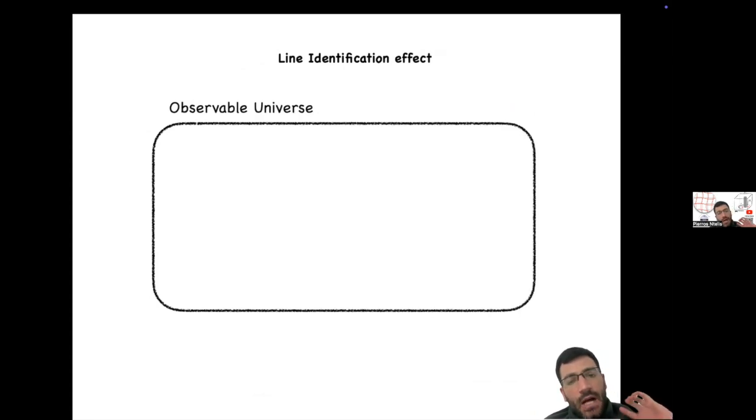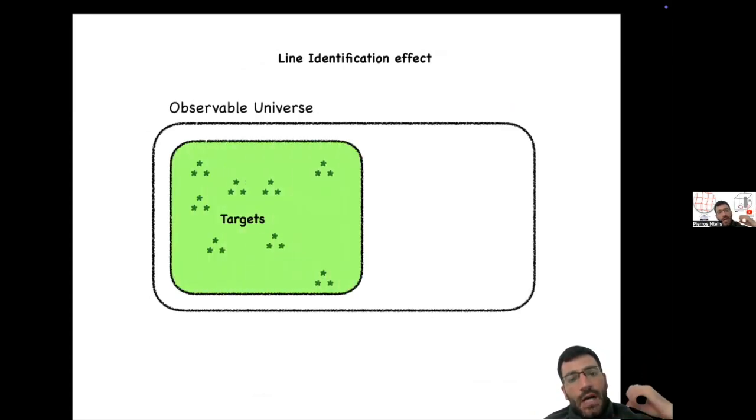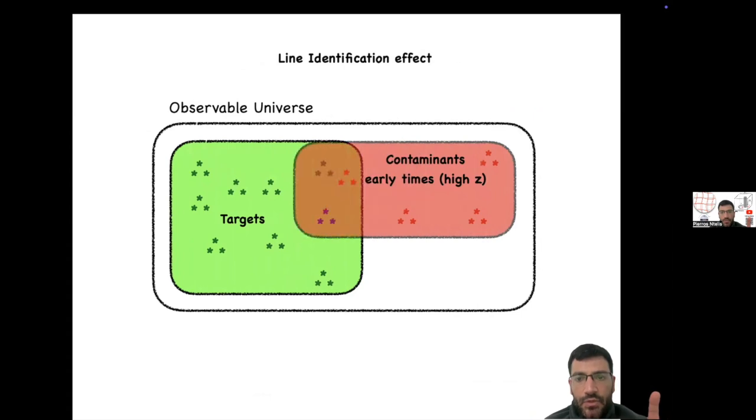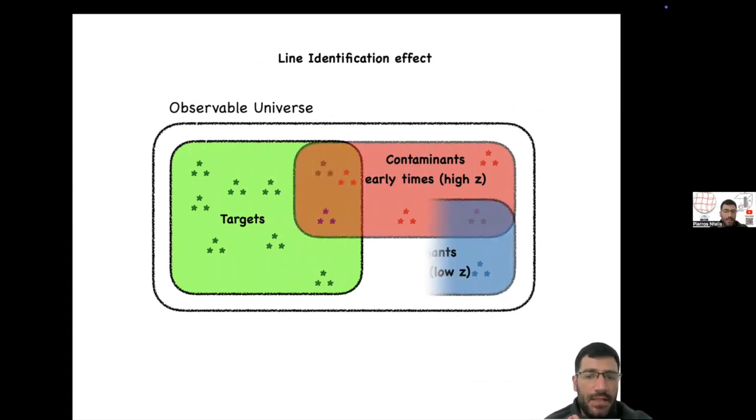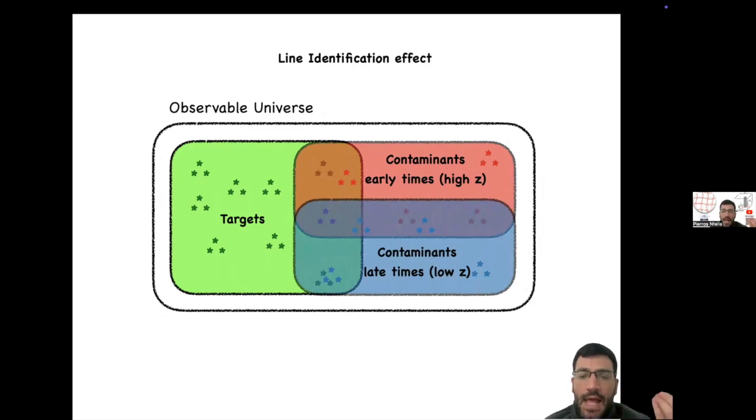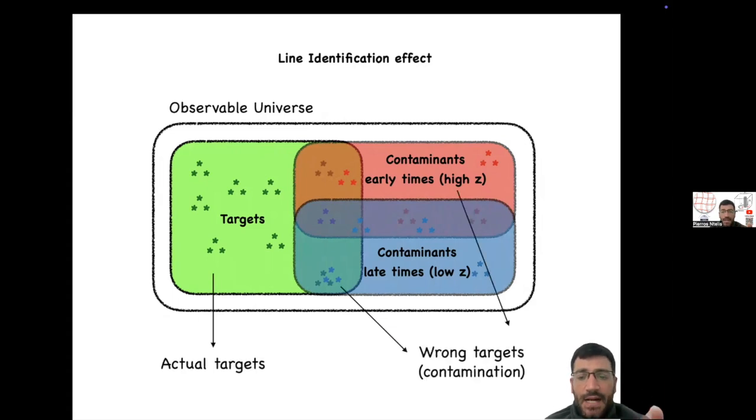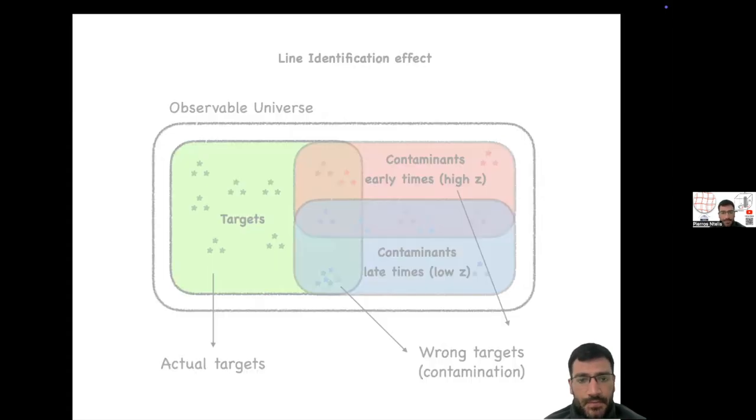How does this work? Let's imagine that we have this observable universe and we have our targets here. However, we don't have only targets in our experiments. We usually have contaminants, either coming from early times, high redshift z, or late times, low redshift z. These are our actual targets, but here we have wrong targets and we would like to model them.